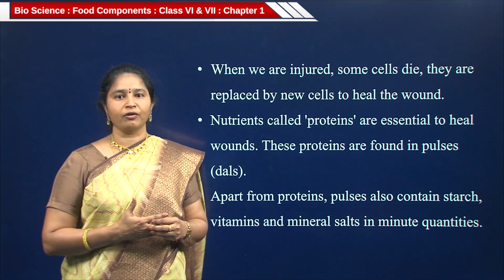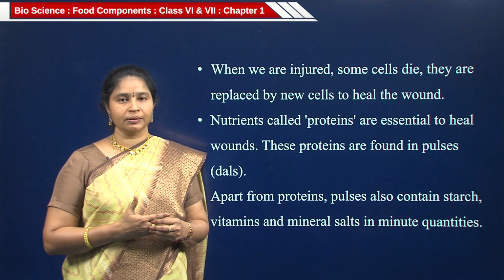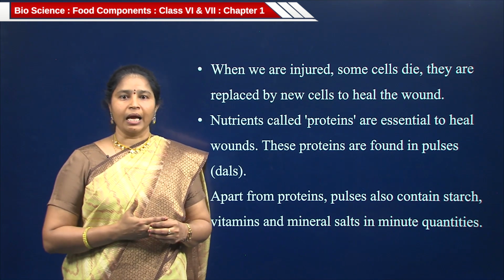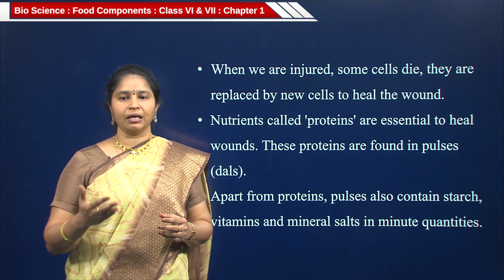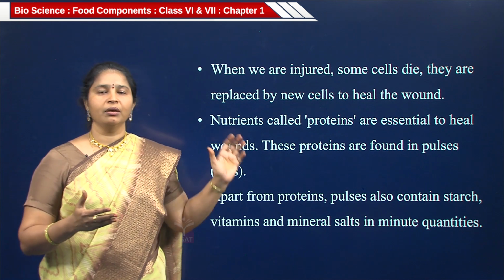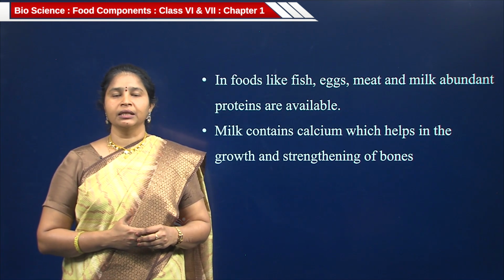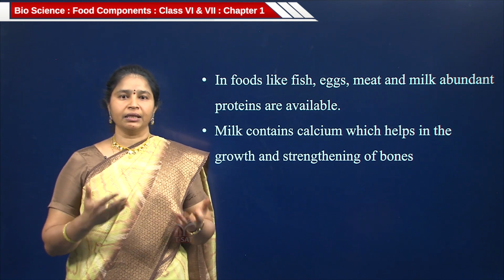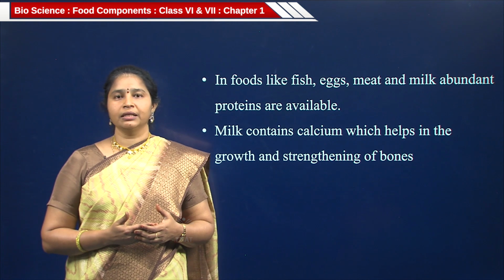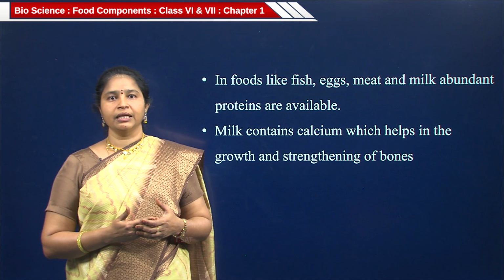These proteins are found in pulses, also called dals, and also in animal products like meat, milk, eggs. Apart from proteins, pulses also contain starch, vitamins, and minerals in minute amounts. In foods like fish, eggs, meat, and milk, we find abundant amounts of proteins. Milk contains calcium. This calcium is useful for strengthening the bones and teeth in our body.